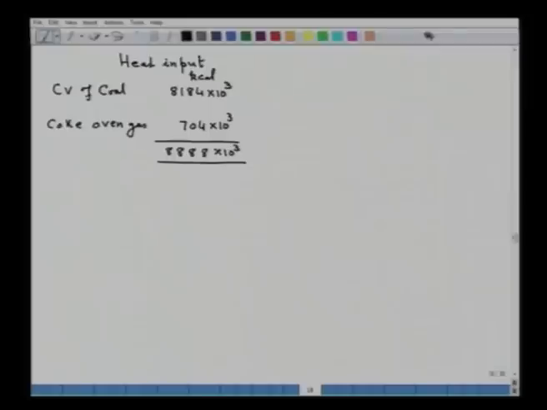Now, let us see on the heat output side. So, heat output. Now, first of all, calorific value of coke. We are able to get the heat in the form of calorific value of the coke, that was 5416 into 10 to the power 3 kilocalorie. That was the heat output. Then coke oven gas.